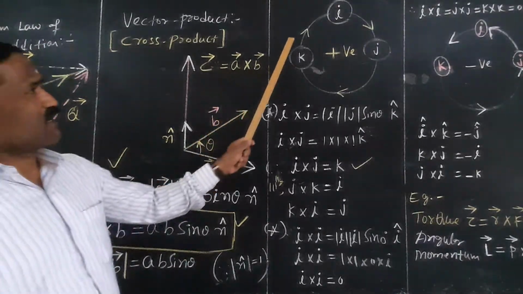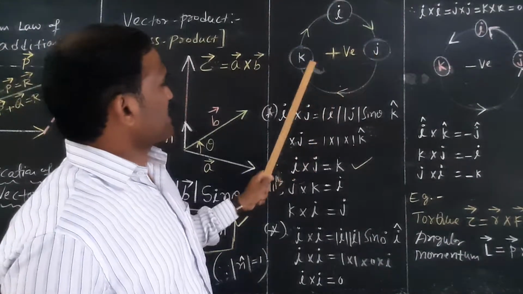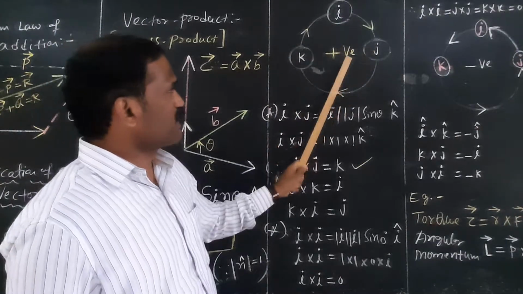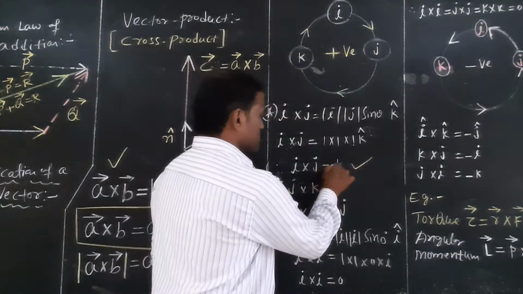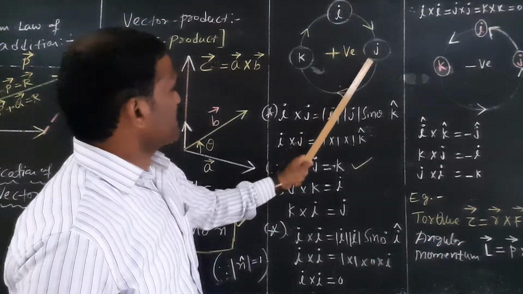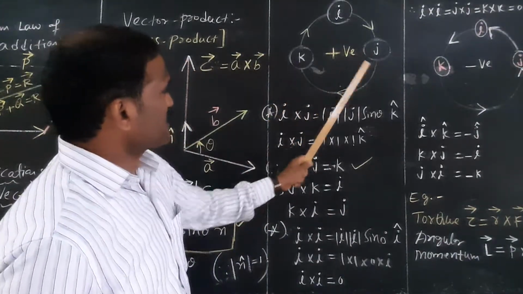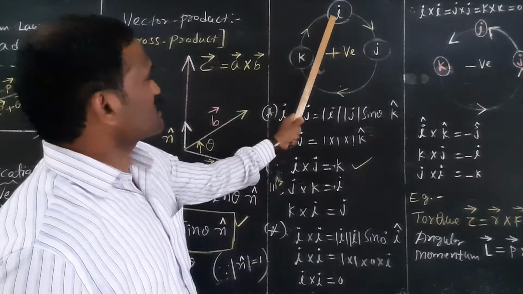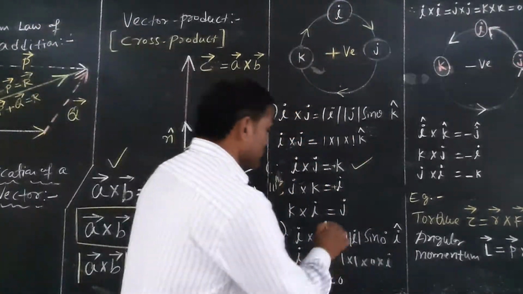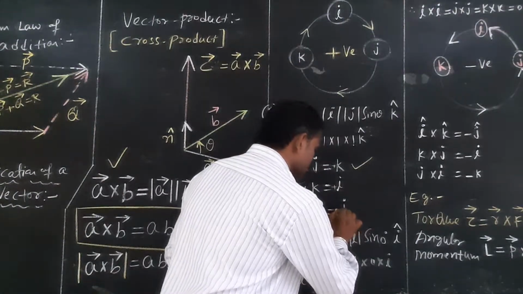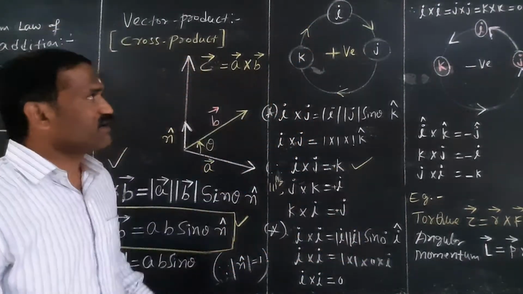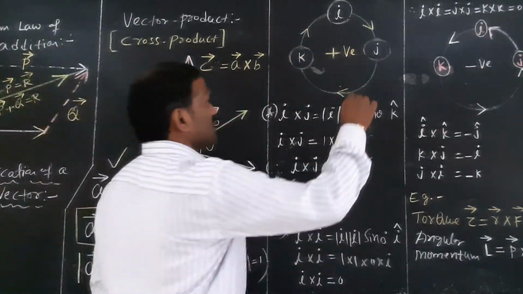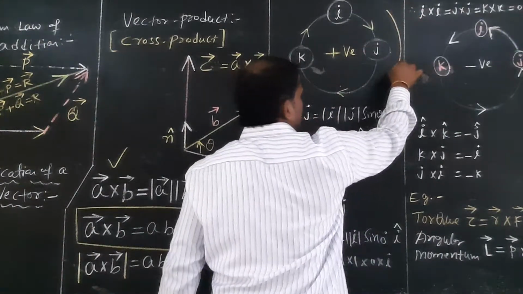So here in this diagram, I, J, K all are taken along the clockwise direction. I cross with J, you will get positive K. Similarly, J cross with K, you will get positive I. Similarly, K cross with I, you will get positive J. This is the meaning of this diagram. I, J, K all are taken along the clockwise direction.